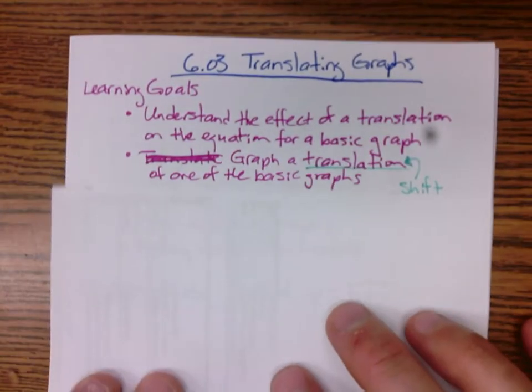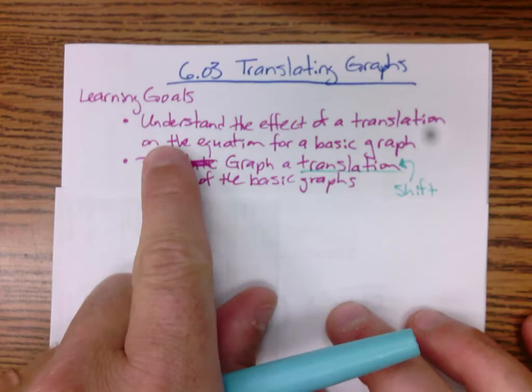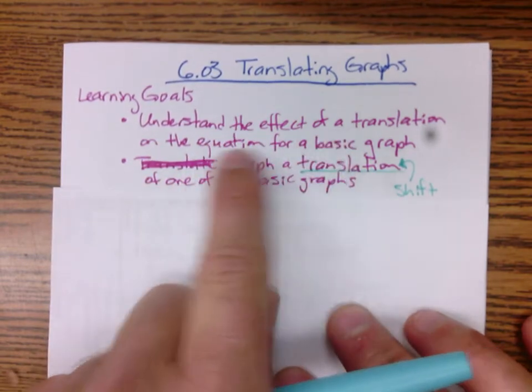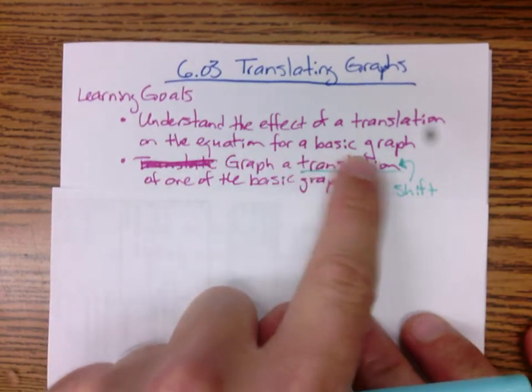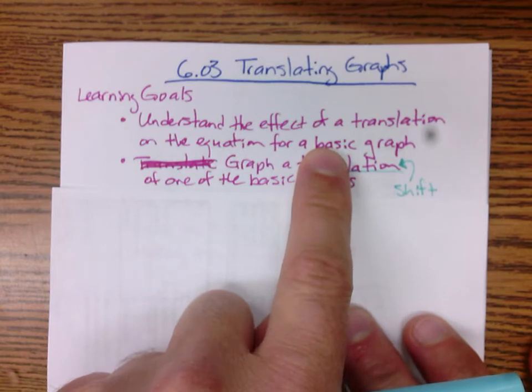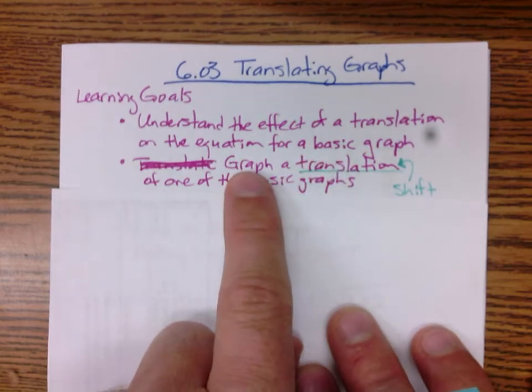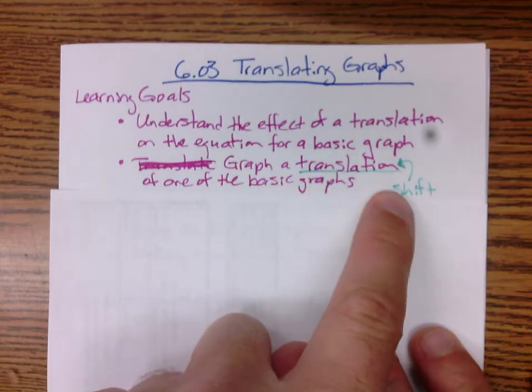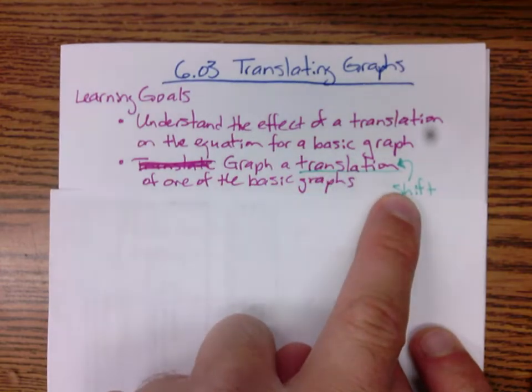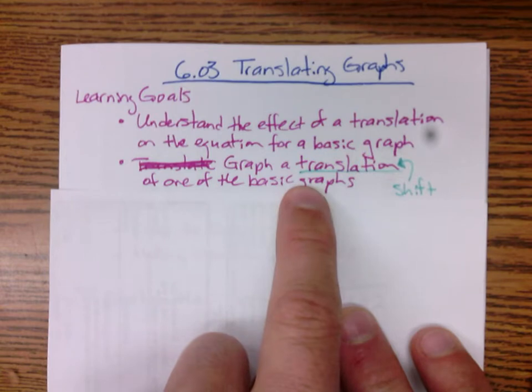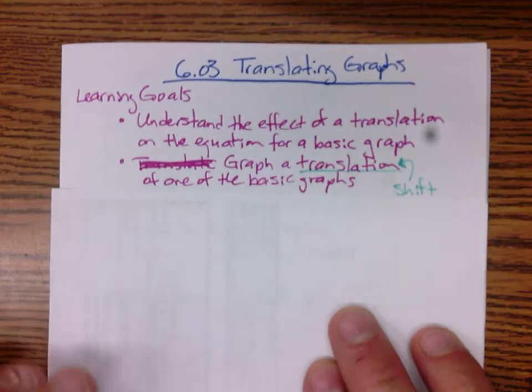Two main learning goals are happening for today. First is to understand the effect of a translation on the equation for a graph, and we're going to focus on the basic graphs we talked about earlier. And then to actually draw the graph of a translation, and remember the word translation means a shift of one of the basic graphs based on its equation.